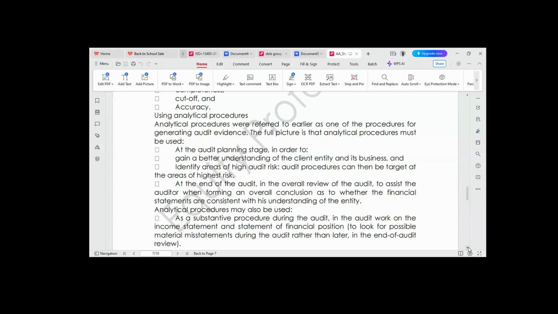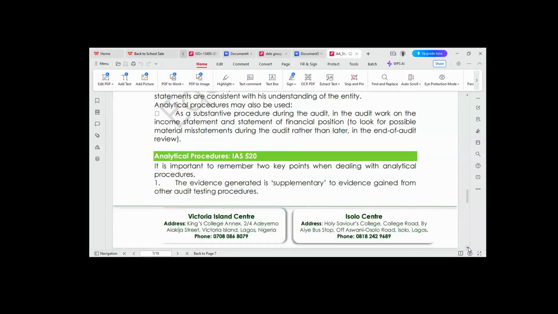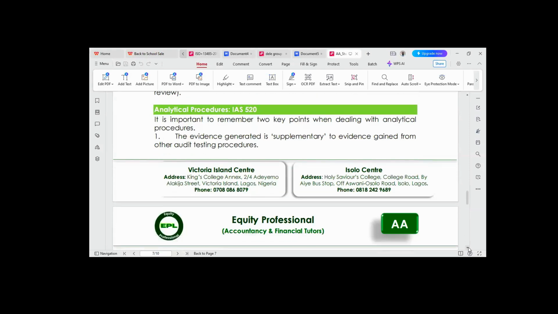It means that anytime you are trying to carry out a review procedure, it is not a standalone procedure. It is a supporting, additional audit procedure. This is an additional audit procedure to validate that the audit evidence that you are working with is reliable. So what I've said is contained here under analytical procedures, ISA 520. You can see they say all the evidence generated is supplementary to evidence gained from other audit testing procedures. You see what I said? Just a recap.